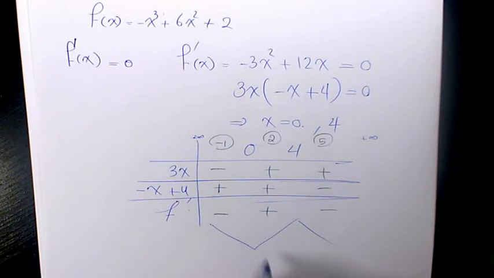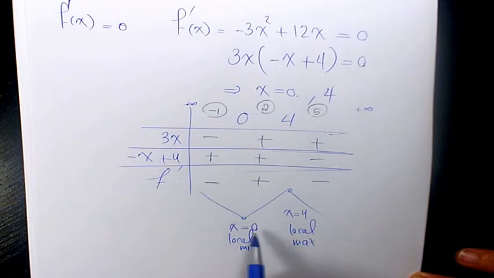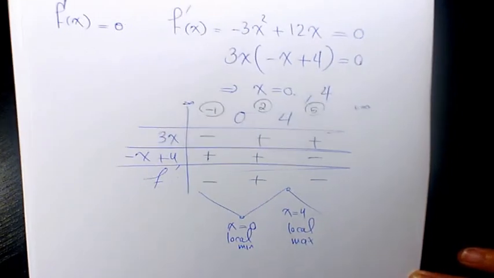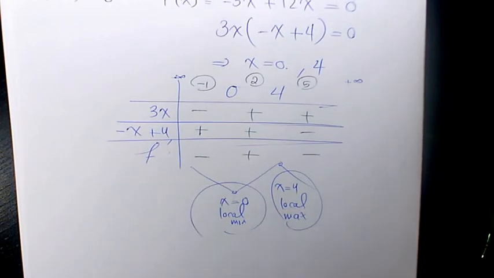So it means that at x equals 0, we have a local minimum, and at x equals 4, we have a local maximum, because it's going up and then going down. So these are the two critical points, and one of them is a local minimum and the other a local maximum.